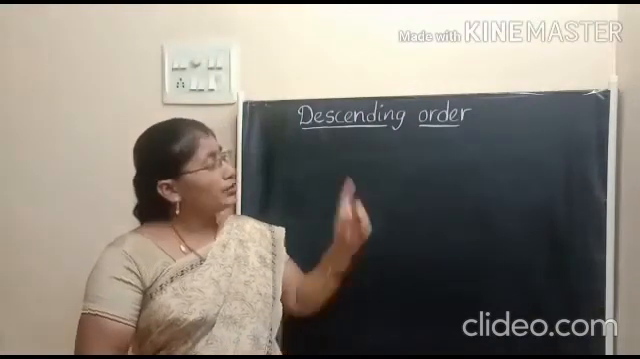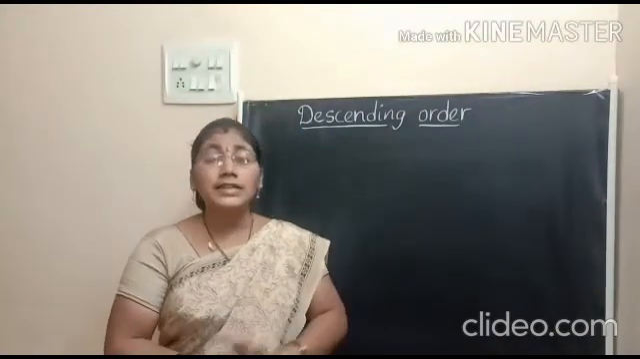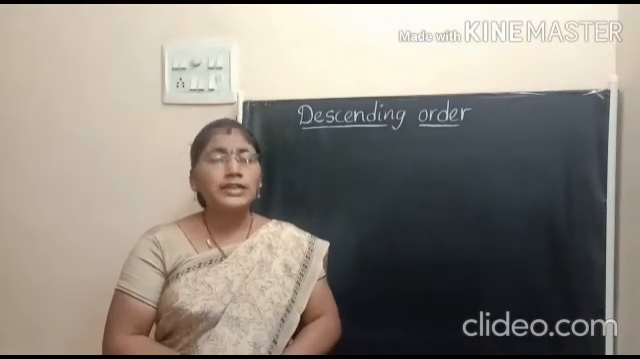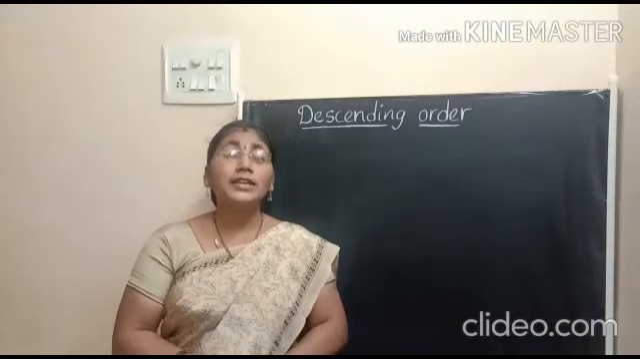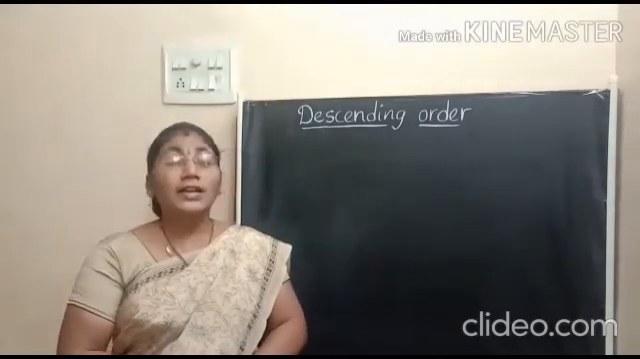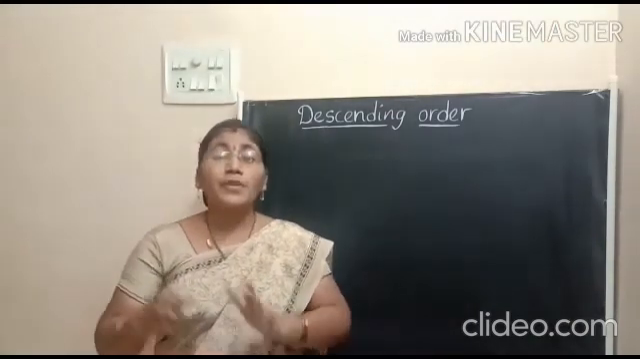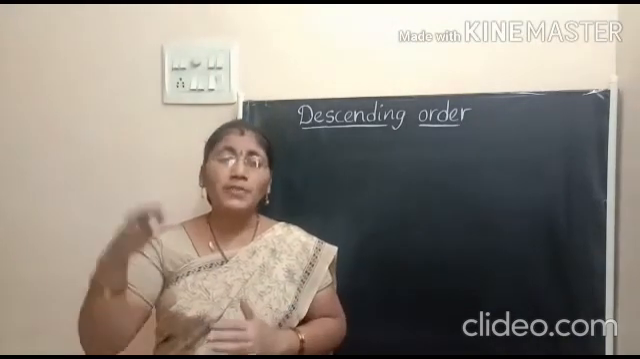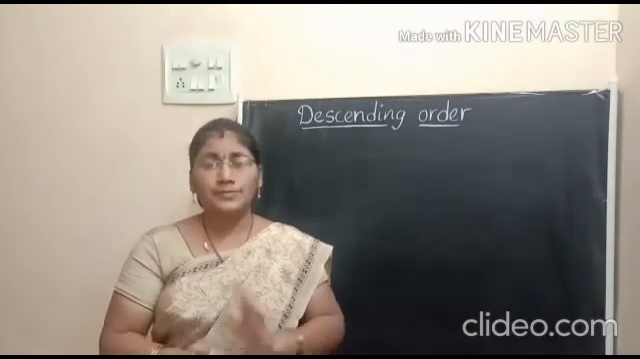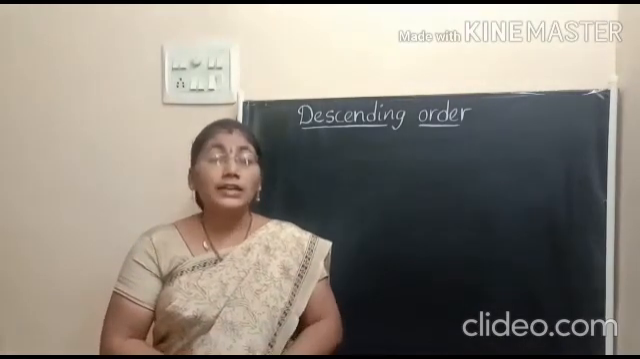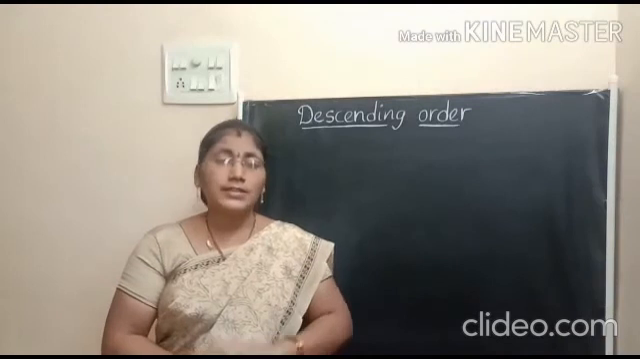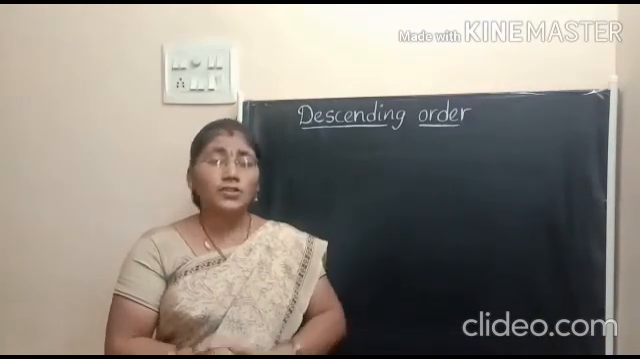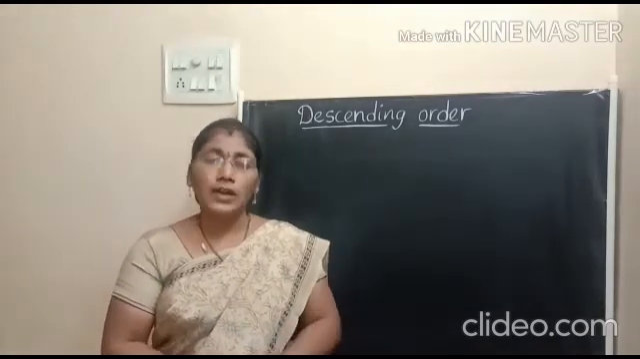Now, we are going to discuss descending order. What is a descending order? Descending order means arrangement of numbers from bigger to smaller. This is also called decreasing order. Ascending order is also called increasing order, and descending order is also called decreasing order of numbers.